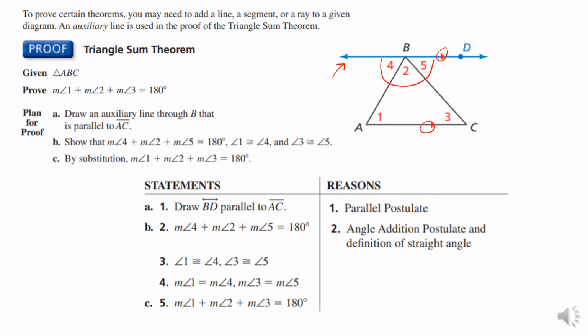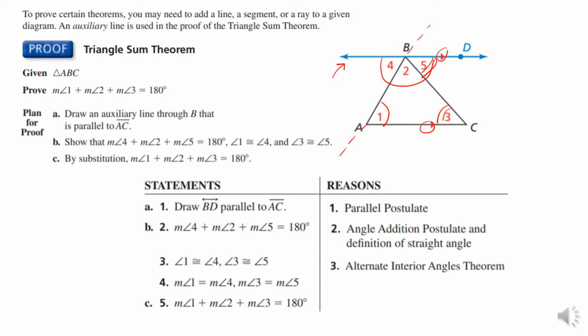Then they said angle 1 equals angle 4. Well, think of this as a transversal cutting two parallel lines, these are alternate interior angles. And the same is true for angle 5 and angle 3. So now we can prove that those are congruent by the alternate interior angle theorem.